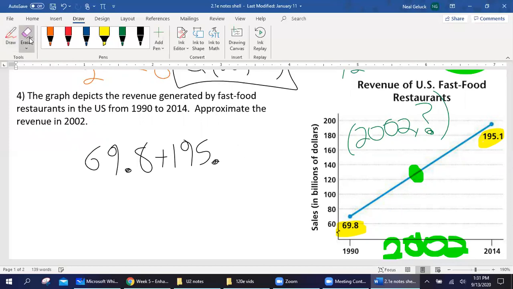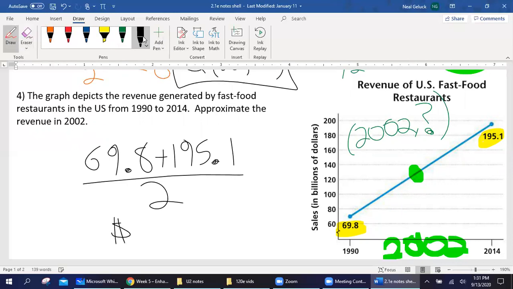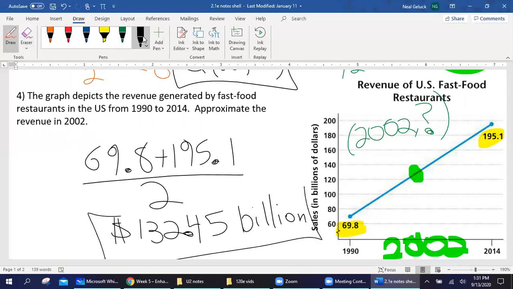divide by 2, that'll give me 132.45. This is in billions of dollars. So again, it was just a fancy word problem way of saying find the y coordinate of the midpoint.